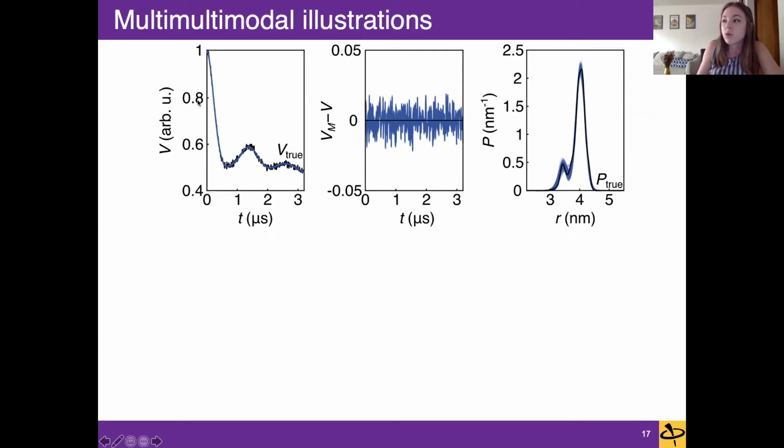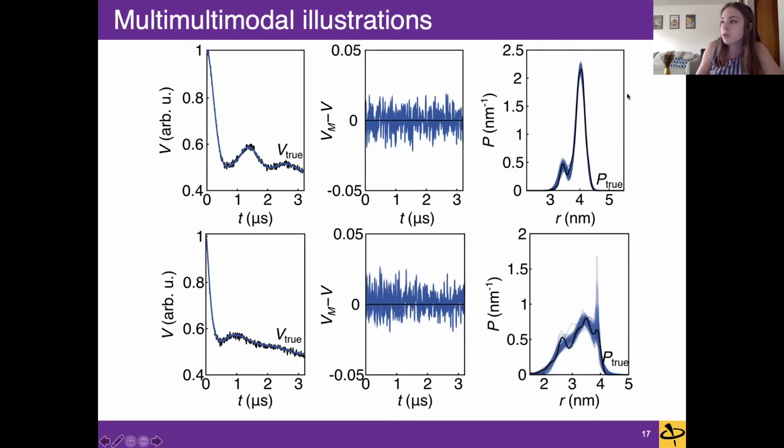The model does quite well at fitting the data. We see very little deviation in the residuals. And finally, that leads to very little deviation in the scatter of the distance distributions, with maybe a little bit more uncertainty in this weaker mode. But this is again a pretty good case to look at. We want to look at a more challenging case.